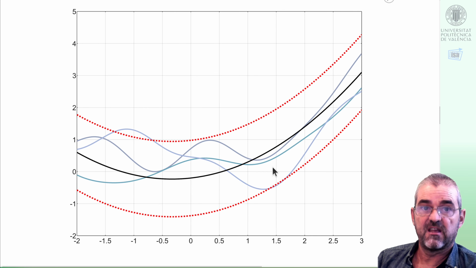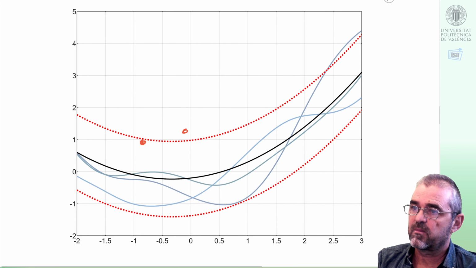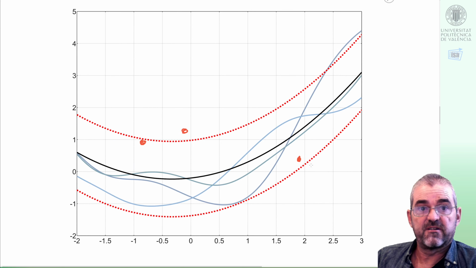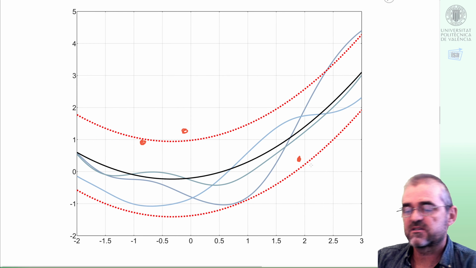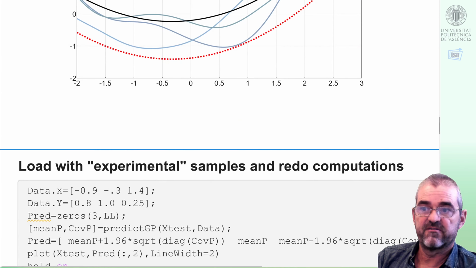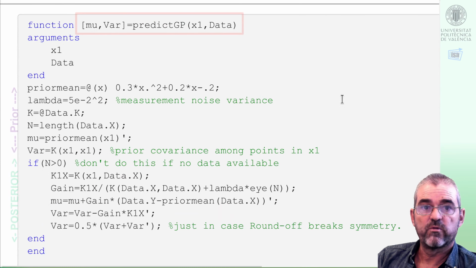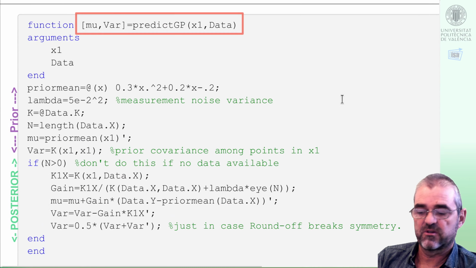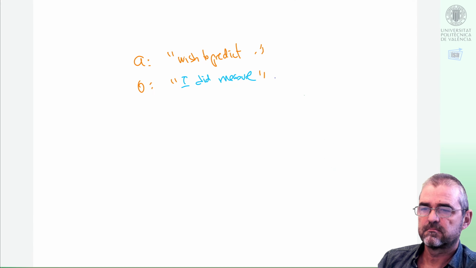But now, if I have some data, if I measured this particular speed at these points, I wish to do the equivalent thing, but with the random realizations passing through my measurements. So now we need to review the formulas for the best prediction in mean and variance, which will be implemented in this code. So let's do a brief review.